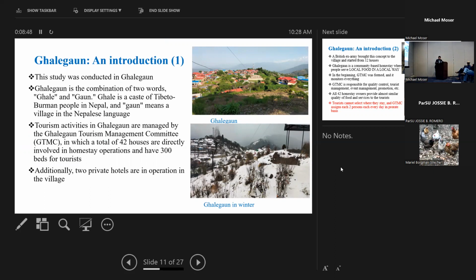And this village started community-based homestay in 2000, and it is now managed by the Ghaleguan Tourism Management Committee, which is GTMC. It has 42 houses directly involved in homestay right now, and it has more than 300 beds for tourists. The village has 2 private hotels as well, but they also have community-based homestay rooms, 2 in each.